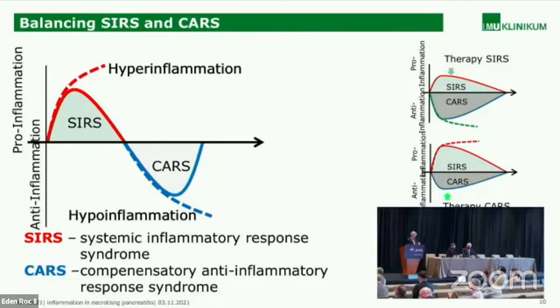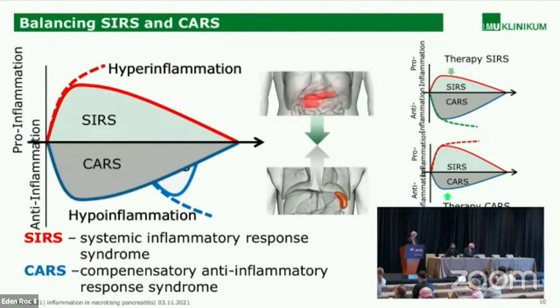So when we actually want to interfere, then we have to interfere not only with SIRS, because that causes hyperinflammation, or CARS, but what we probably have to do is address both mechanisms at the same time. So you have to dampen both of the mechanisms. How could you do that?